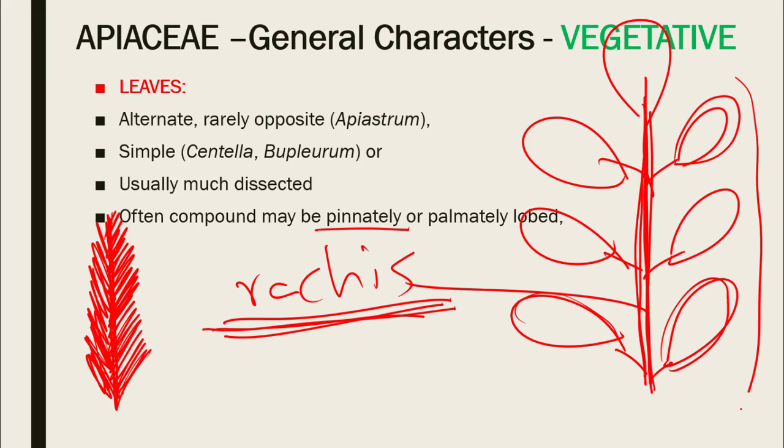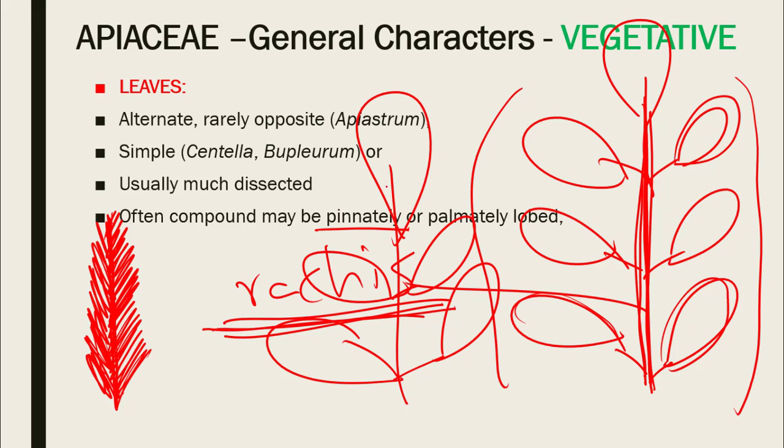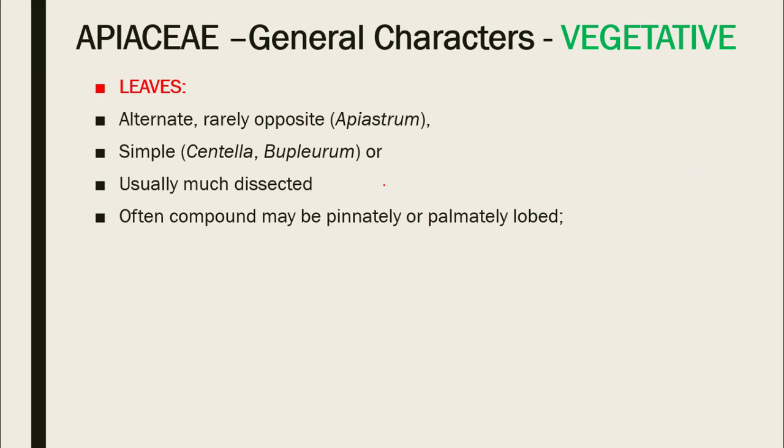And the number of these leaflets can be any, it depends upon the species. In rose, for example, they may be 3 to 7, like this, and we have 5 leaflets in this particular leaf. Pinnate, which arise from a central axis, and next is the palmately lobed.